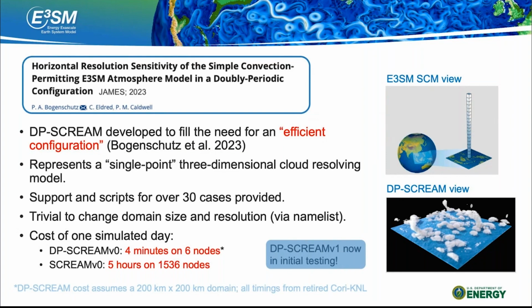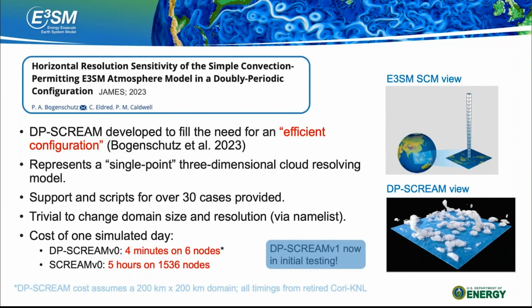By single point, I mean that the entire domain assumes homogeneous surface type, topography, and location, even though there are multiple columns. We provide support and scripts for over 30 cases, and with DP-Scream, it is possible for anyone to get up and running within 10 minutes after watching this presentation, on any machine that E3SM runs on, and I will be providing links at the end of the talk.